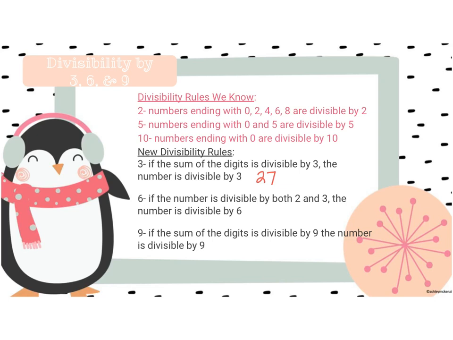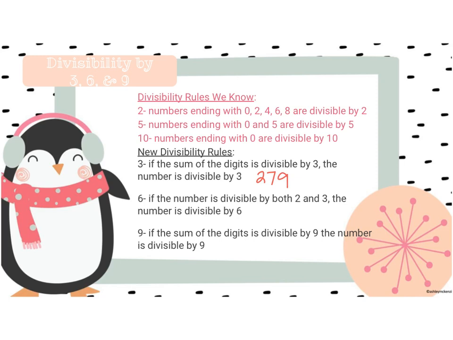Okay, what if I did this number? 279. What's the sum of all 3 digits? 2, 7, and 9. Yes. 18. Can 18 be divided by 3? Yes. So 279 can be divided by 3. This will help you when you're dividing with your long division to help you figure out numbers that you can divide it by quicker. Okay.